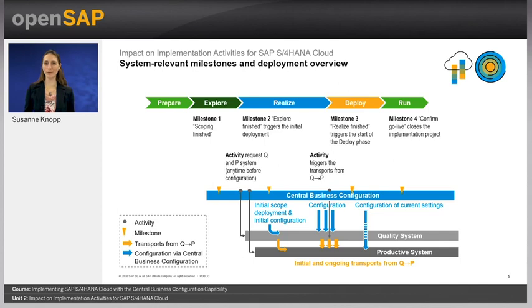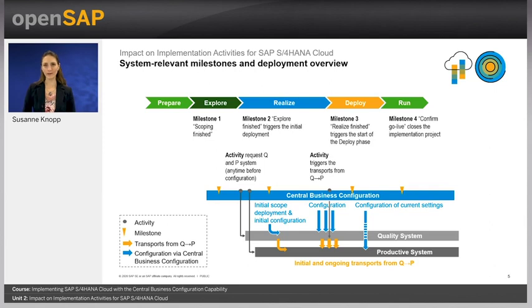So now let me walk you through this slide. You see here on the blue line the central business configuration system. On the gray lines you see the quality system and the productive system of S/4HANA Cloud. Milestone 1 is within the explore phase, and it is scoping finished. With setting the status scoping finished, your central business configuration will be prepared based on your chosen scope.